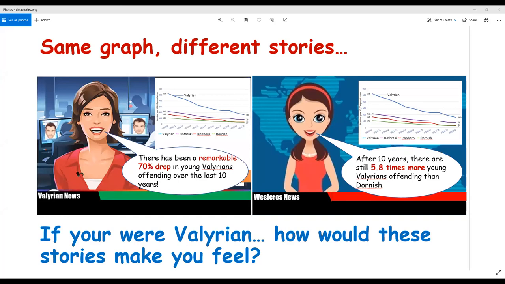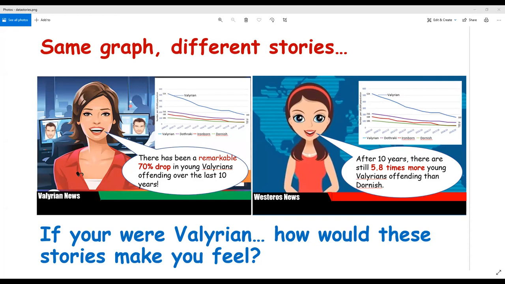So this poster I created just to help people understand. I've replaced ethnicities with Game of Thrones ethnicities just to mask the reality. But it shows how the same data, the actual lines in the graph, are a real graph of the youth justice outcomes for the last 10 years. And the example on the right was what was reported in an annual report that was published.